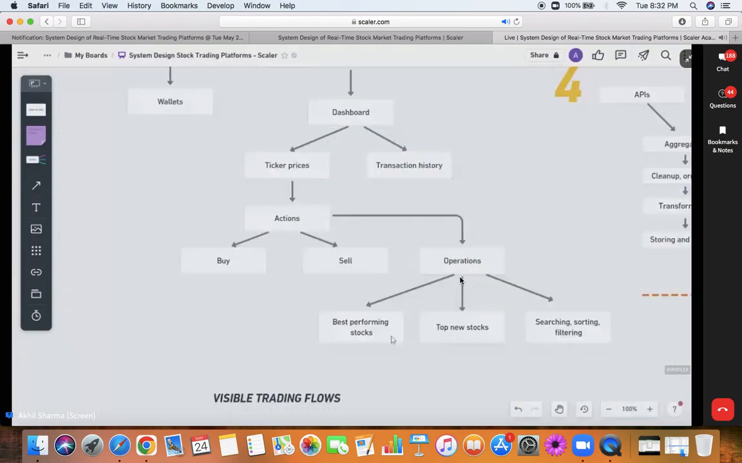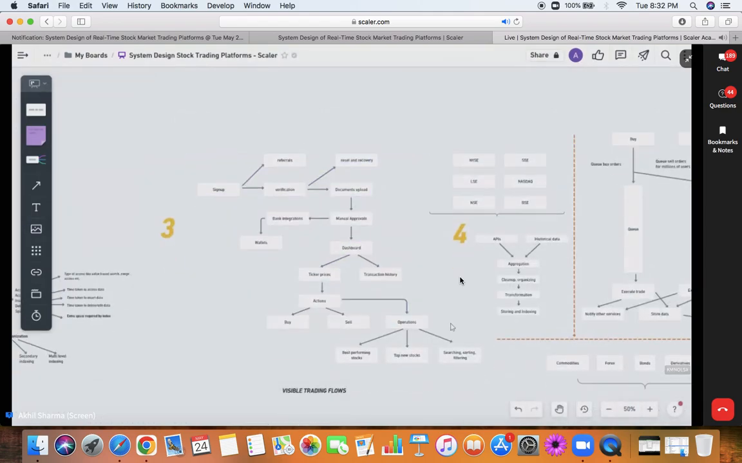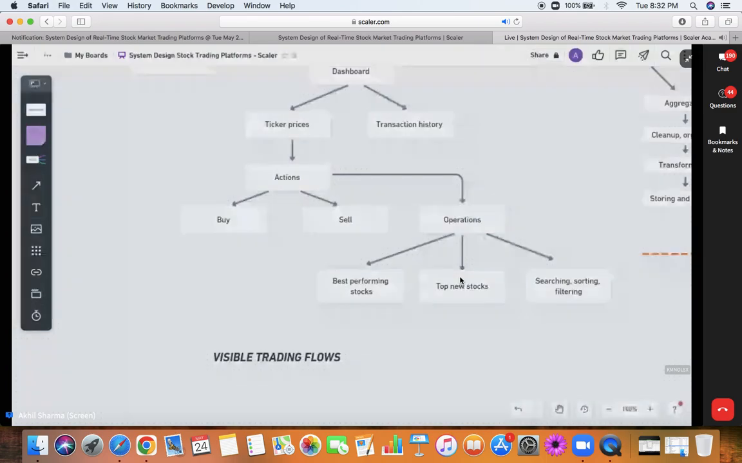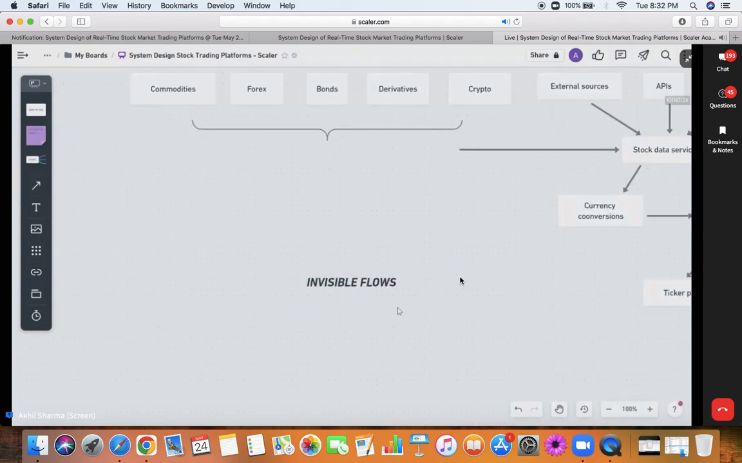And this is your visible trading flow. In the sense, anybody who's trading on a platform like Robinhood or FTX or Binance, these will be the visible trading flows. By visible and invisible, I mean that a lot of things that the users interact with and see in the app are visible trading flows. But if you just consider these, you won't come across as a very deep thinker or a very experienced engineer, right? Because experienced engineers know about invisible flows as well. There are some flows, components, or aspects that are invisible, that the user does not interact with, that are happening behind the scenes.